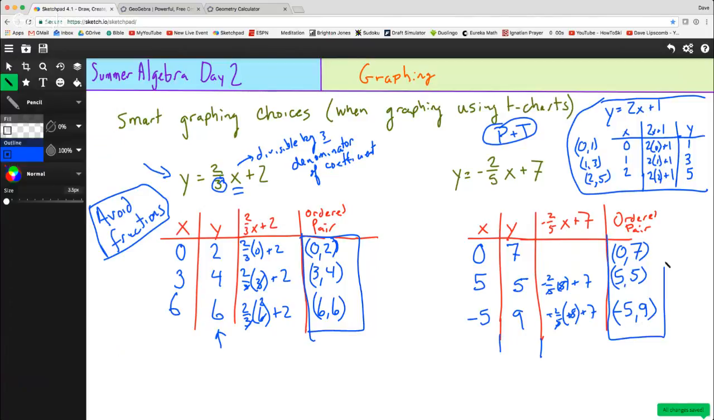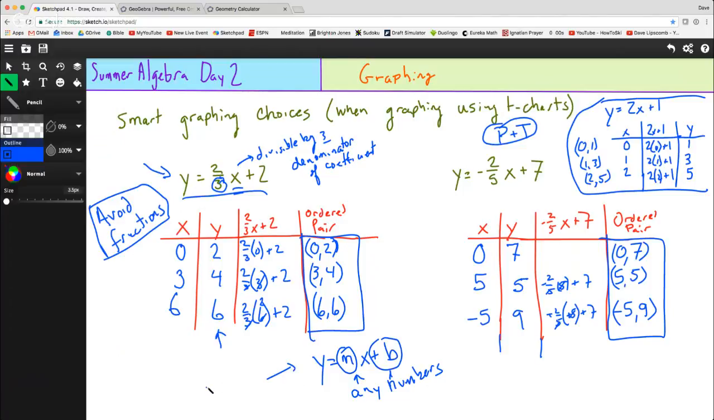And those are my ordered pairs. And if you want to graph them, these will all create lines. These will both create lines because we have equations that are written in the form of y equals mx plus b, where b and m are any numbers. Anything that can be written like this will be a line. Good. So that's smart graphing choices.